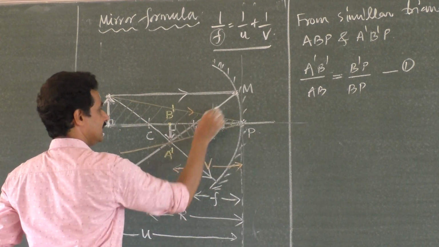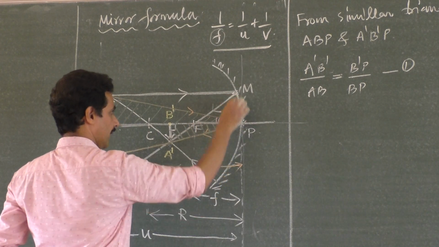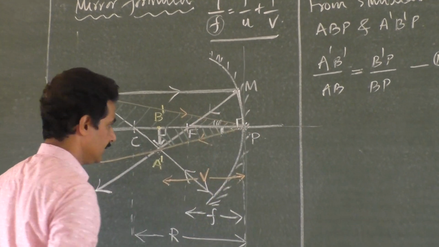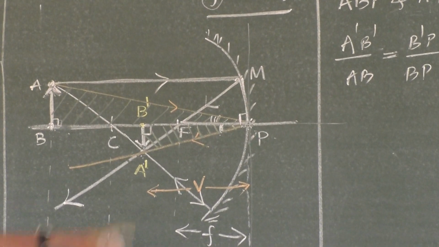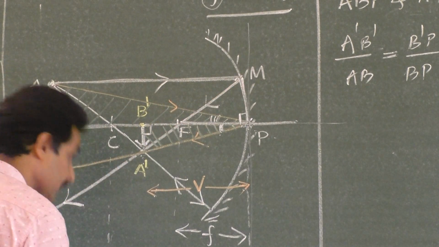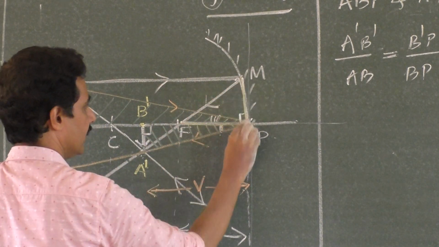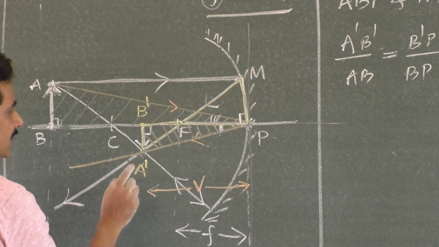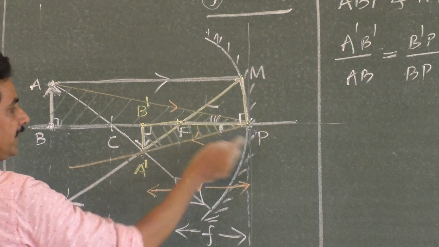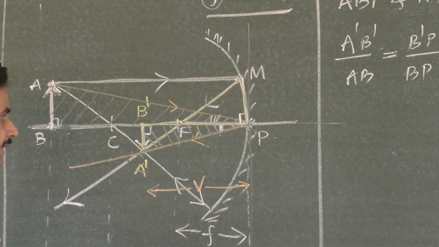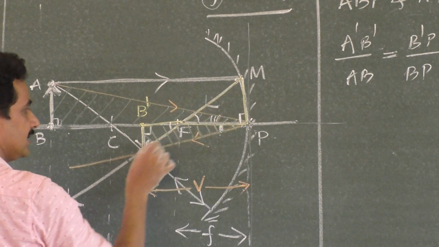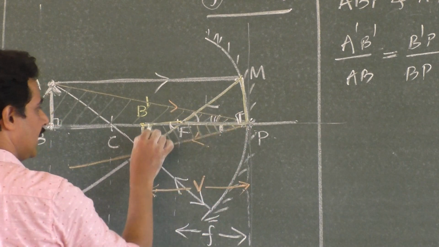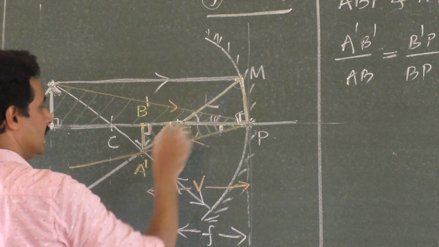See this triangle which contains FP. Of course, I have told you M is very close to the principal axis and this is almost straight. This is 90 degrees. Is there any triangle similar to FMP? Yes, there is, here. How are these 2 triangles, A dash B dash F and MPF, similar? Very simple. Vertically opposite angles are equal, the 90 degree angles are equal, and the remaining angles should be equal.